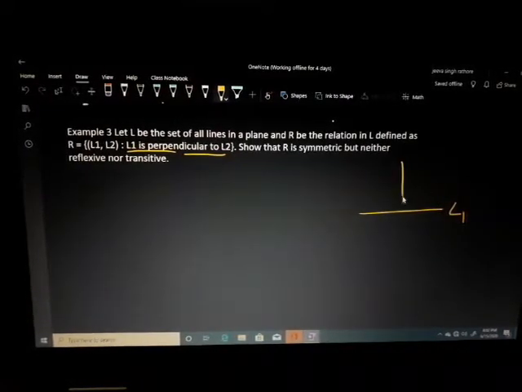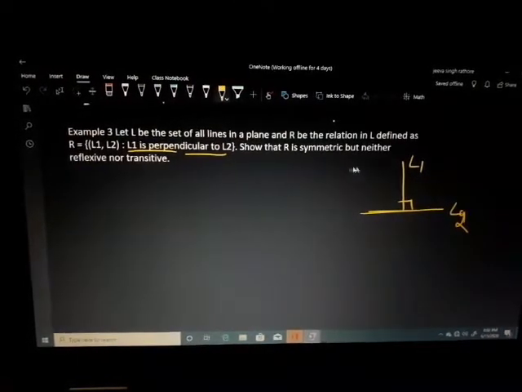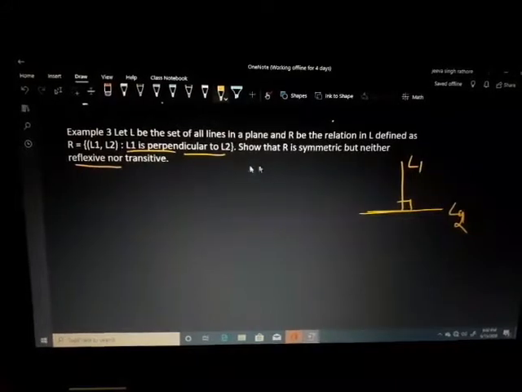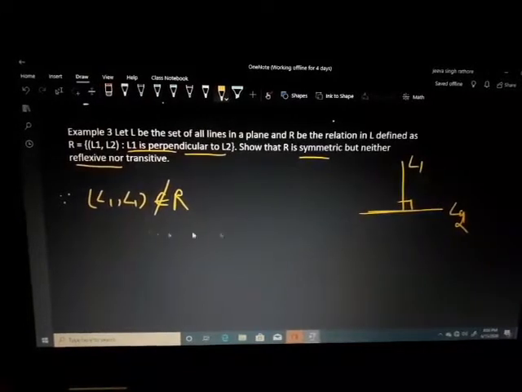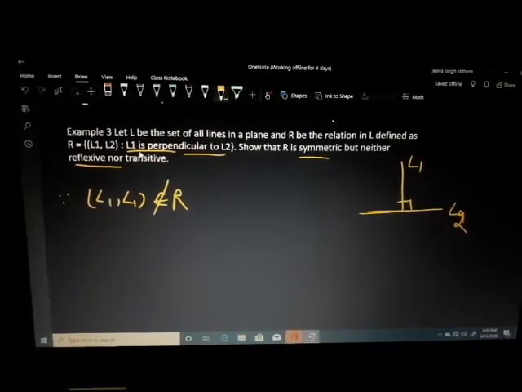This is the line L1 that is perpendicular to this line L2. L1 is perpendicular to L2. Here too, this is symmetric but neither reflexive nor transitive. Reflexive means L1 comma L1 belongs to R. This does not belong to R. For example, L1 is not perpendicular to L1. L1 is parallel to L1, but it is not perpendicular to L1.